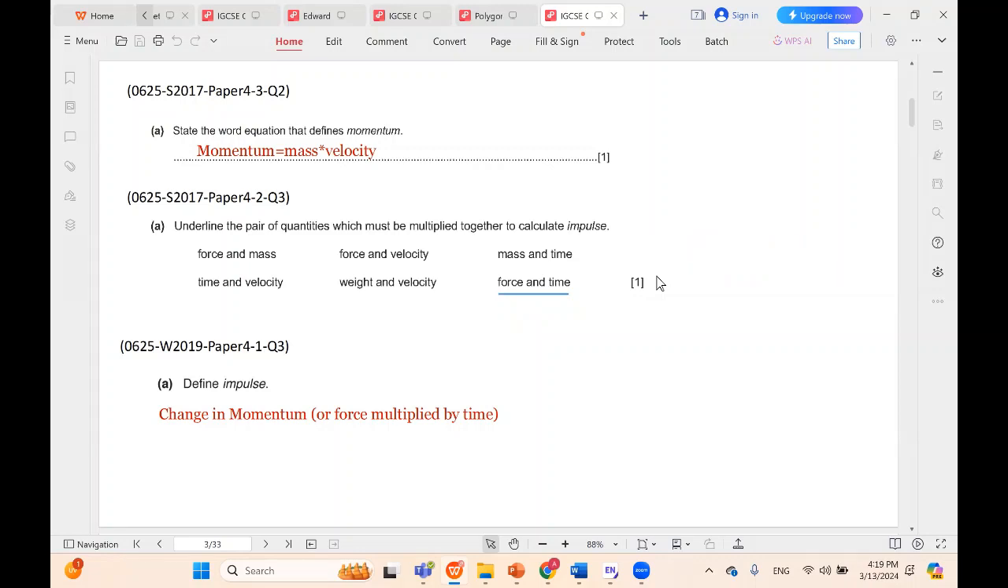In the third question, we are required to define impulse. Like we said, impulse is the change in momentum, or it is the force multiplied by time. These are two different definitions, both of which are correct in defining impulse.